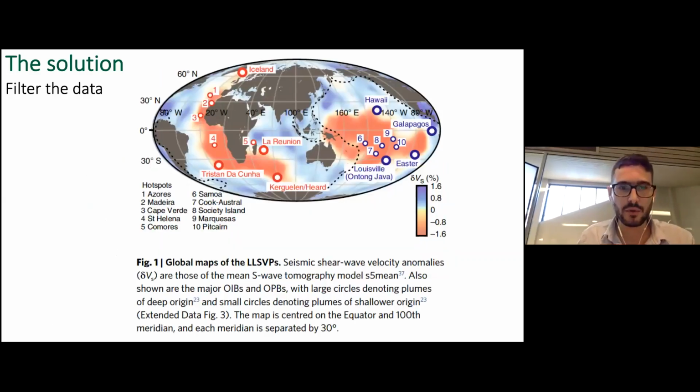On that map, this is the map of the LSVPs at 2,800 kilometers, and we have the major present-day hotspots. And you see for each domain, here the African domain, here the Pacific domain, we have 4 hotspots for the African domain and 4 hotspots for the Pacific domain that can be characterized as deep sourced, so deep origin. Iceland, La Réunion, Tristan, and Kerguelen for the African domain; Hawaii, Galapagos, Easter, Louisville, or Ontong Java for the Pacific domain.